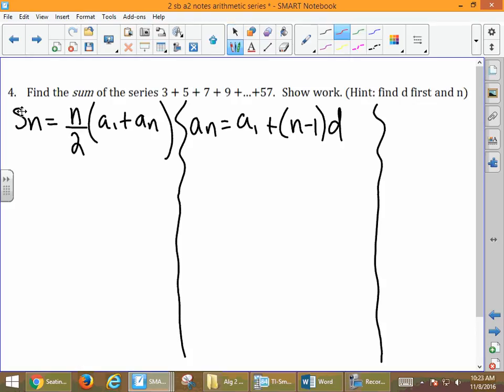So over here to the far right, you want to identify what a sub 1 is, d is, and a sub n is to start. And I'll pause the video.